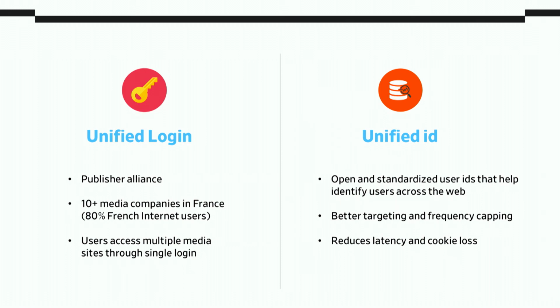There are a number of different initiatives out there. And this is the idea of being able to have a standardized user ID across the web that will improve targeting and frequency capping. It's also going to reduce latency and cookie loss. So you won't actually need a cookie sync with everybody because you're using the same identifier. Everyone's using the same identifier. And publisher sites won't be as slow because they won't have to have so many syncs going on the page at the same time.